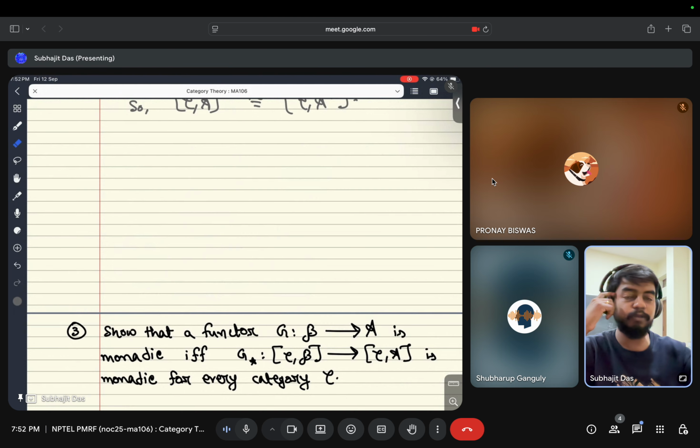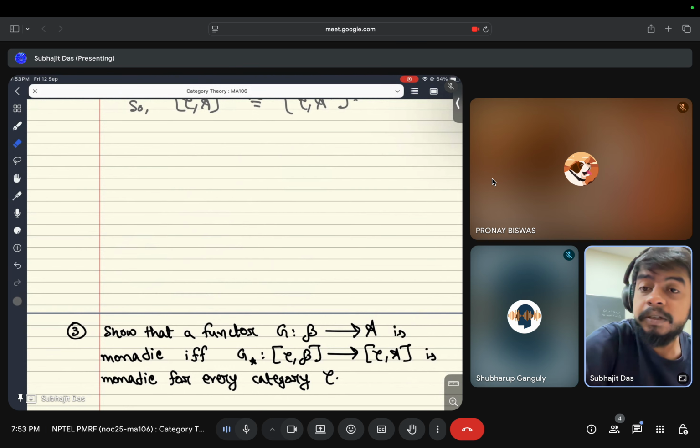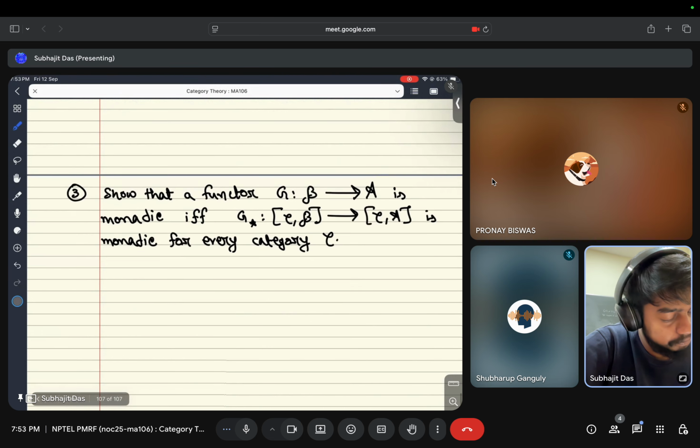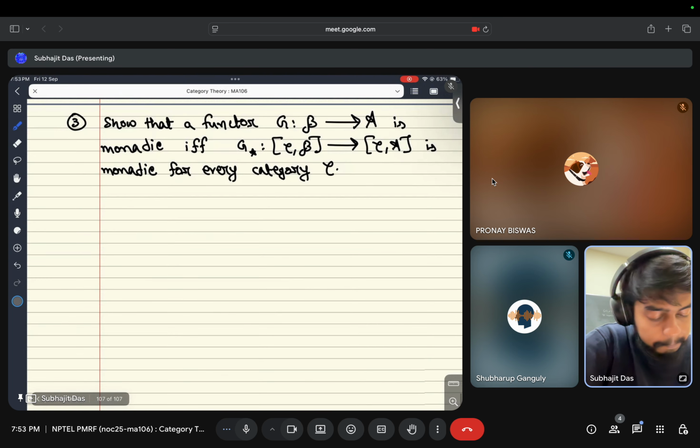You can either look at the full subcategory of the Eilenberg-Moore category consisting of free T algebras, or you can look at this abstract category whose objects are the same as the objects of C, and whose arrows from A to B are exactly arrows from A to TB in C. Right, an arrow in this direction in C lower T is exactly an arrow A to TB in C. Okay, that's your Kleisli category. Any questions so far?